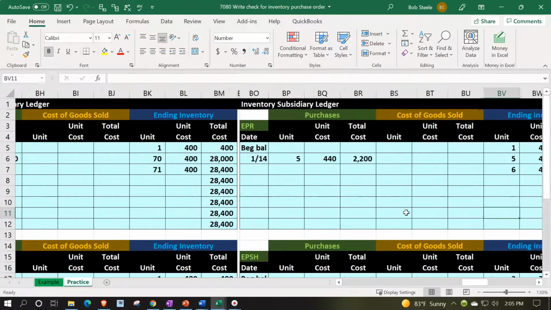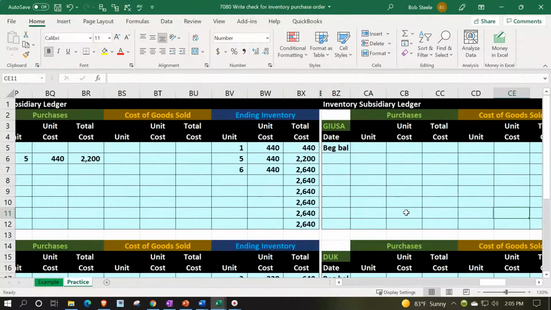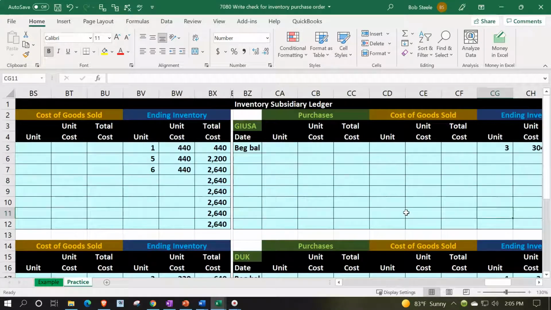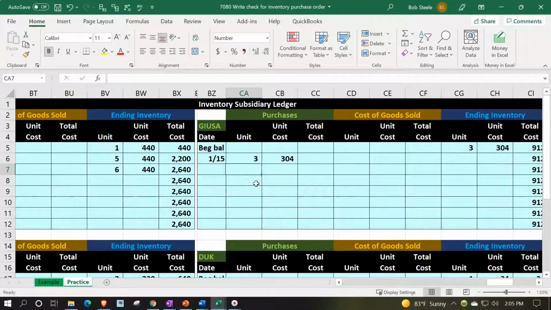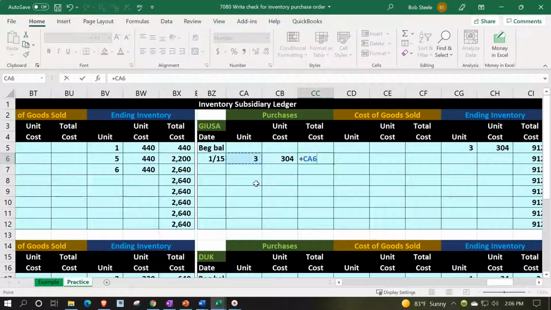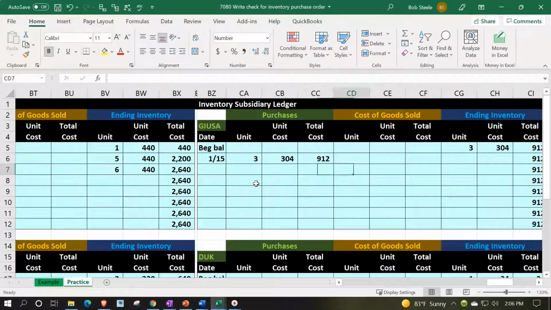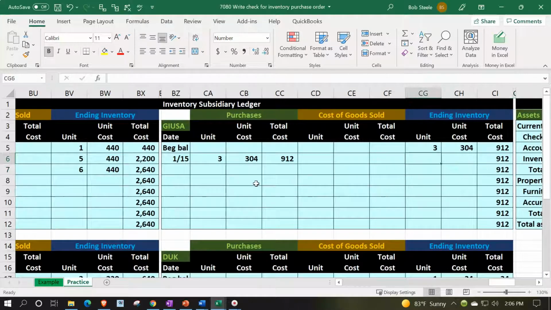This time we bought Gibson guitars. So we labeled these with these little G things over here. So we bought then on 1/15 a GI USA. So 1/15, it's a kind of guitar. We bought 3 of those at the cost, which is still at the 304. So 3 times 304 is $912 we paid.